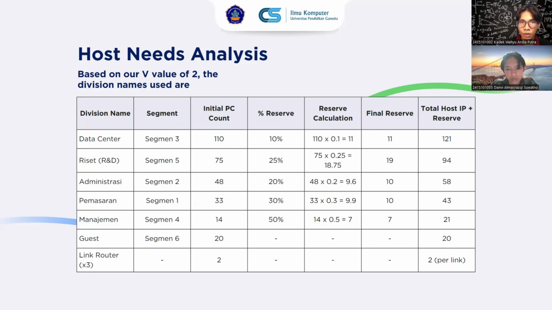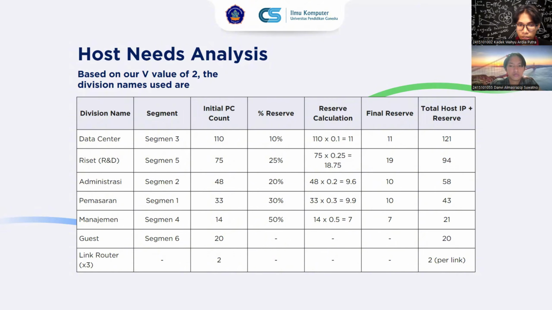Okay, based on our v-value of 2, the division names used are data center for segment 3, reset for segment 5, administrasi for segment 2, pemasaran for segment 1, and management for segment 4, and then the last one is guest for segment 6. Okay, in this table, we didn't just calculate the existing PC, we also add a 50% buffer to anticipate division growth.